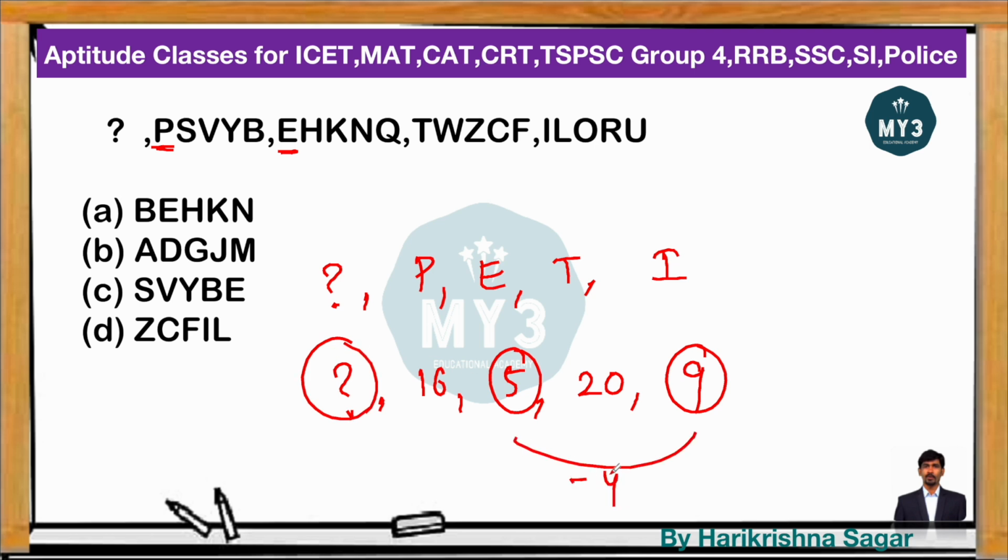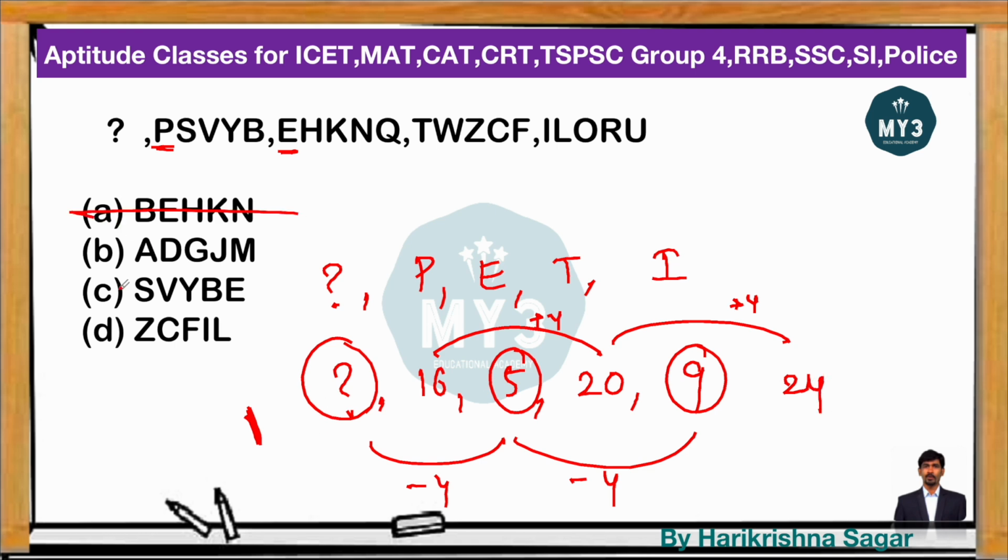9 minus 4 is 5. 5 minus 4 should be 1. That means your answer choice should start with 1. You can even observe 16 plus 4, and the next term will be 20 plus 4, 24. So here my question mark value should start with 1. Answer should start with A. Eliminate all. Mark the answer B.